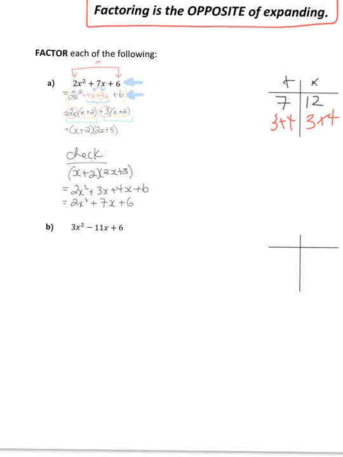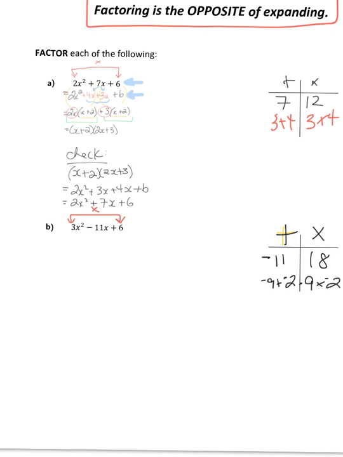I'm going to add to the middle term, and I'm going to multiply to what I get from my bridge. Remember when I drew the bridge on the last one? 3 times 6, which is 18. So I need to add to 11 and multiply to 18. Sorry, add to negative 11, my mistake. Add to negative 11, so make sure you watch your signs. So add to negative 11, multiply to positive 18. My two numbers are going to be negative 9 and negative 2. Negative 9 plus negative 2.